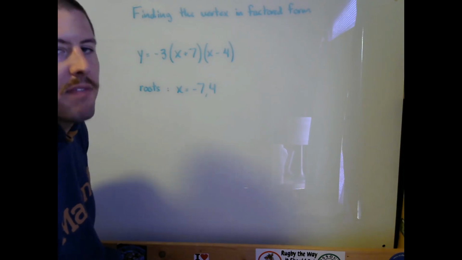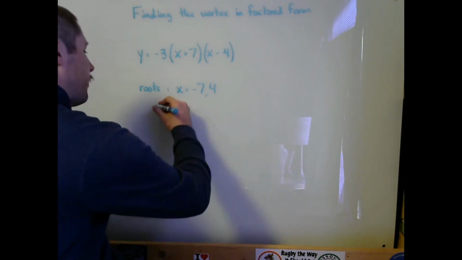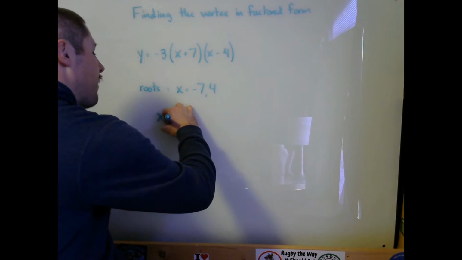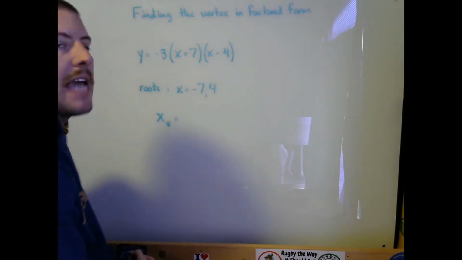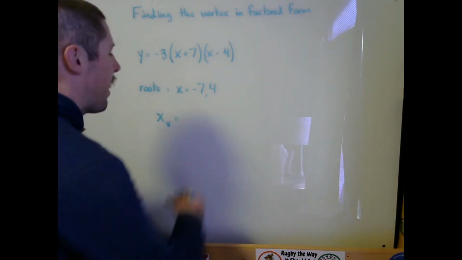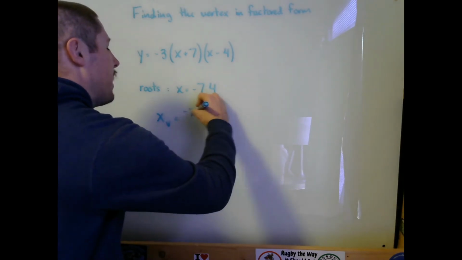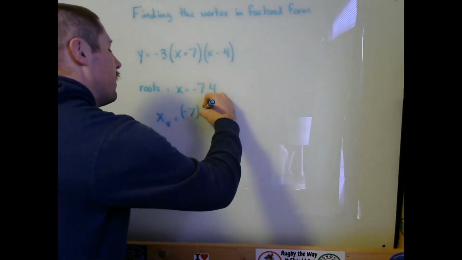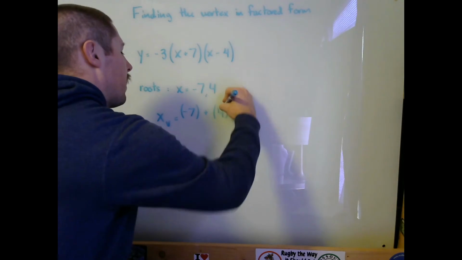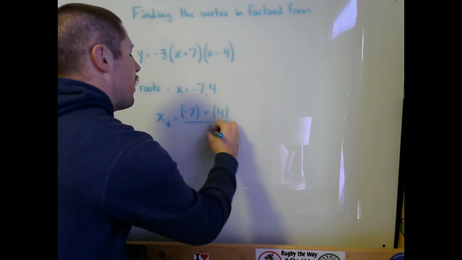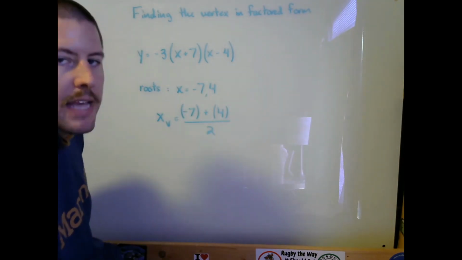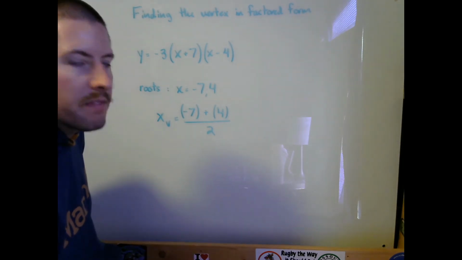That will be the x value location of our vertex. In this case, the x value of our vertex should be at the average of -7 and +4. So I will add together -7 and 4, and since I'm adding up two numbers, I will divide by 2. This is how we take an average: add up n objects and divide by n.